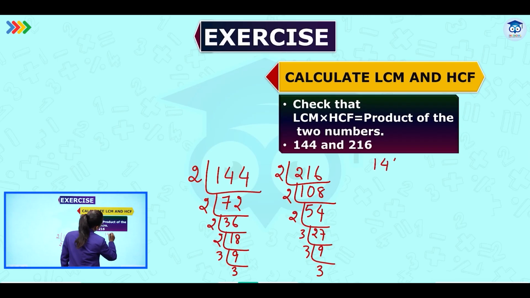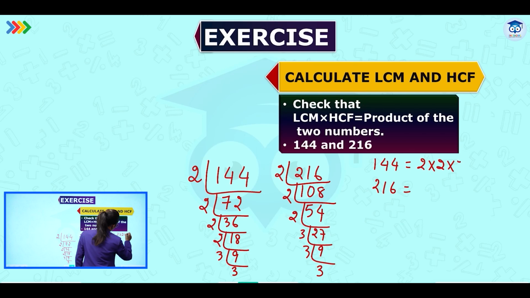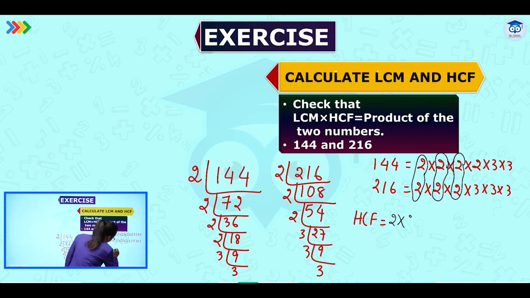So we'll write 144 and 216. 144 is 2 into 2 into 2 into 2 into 2 into 2 into 2 into 3 into 3. And 216 is 2 into 2 into 2 into 3 into 3 into 3. Now, to find the HCF, we'll be taking the commons, right? So we have 2 into 2 into 2. For 3's, we have 3 into 3.